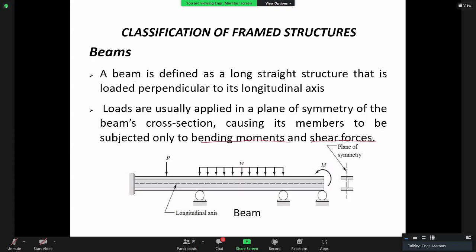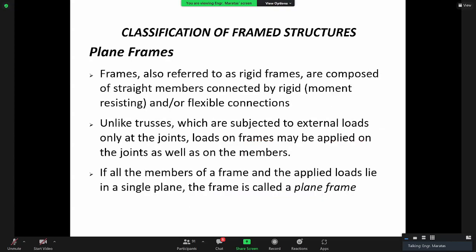are also referred to as rigid frames. Okay? And this one is composed of straight members connected by rigid or moment-resisting connections. No? Okay? Unlike trusses, in which the loads are only applied at the joints, for frames the loads may be applied on the joints as well as on the members. Okay? It is not necessary that the loads are applied at the joints.